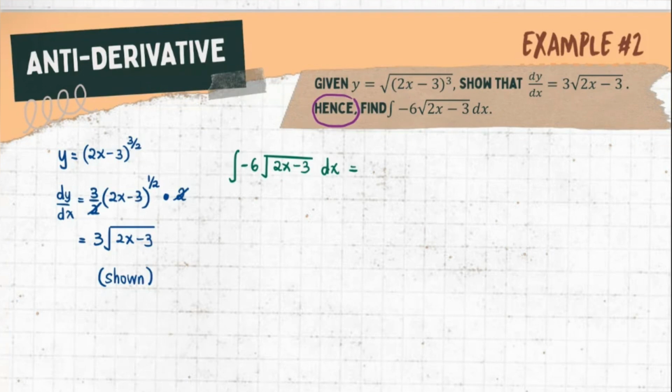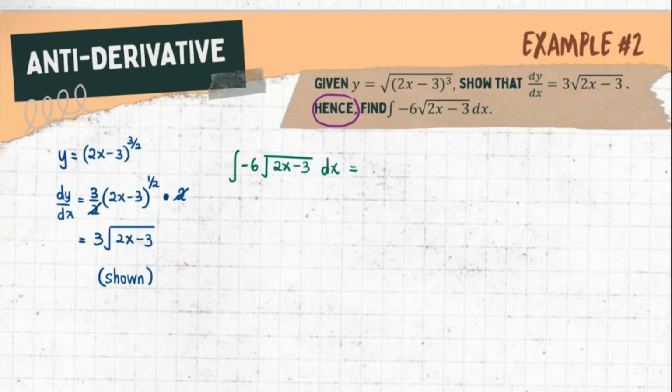So perhatikan function yang kita nak integrate dia lain sedikit dengan function yang kita dah selesaikan tadi. Hasil derivatif kita dapat 3 square root of 2x minus 3. Tapi dia nak kita integrate negative 6. Nampak tak? 3 dengan negative 6 ni tak sama. So apa perlu buat? Kita make a little adjustment to the function.